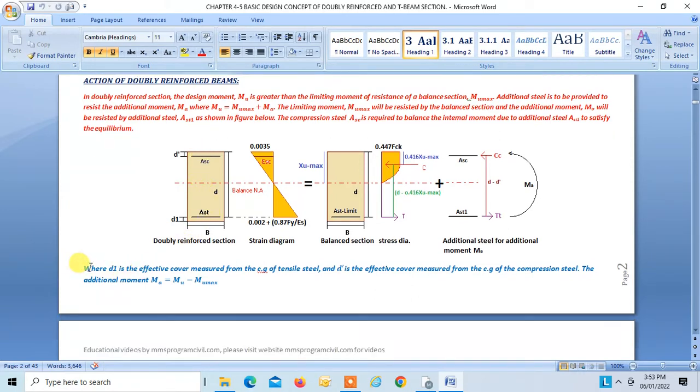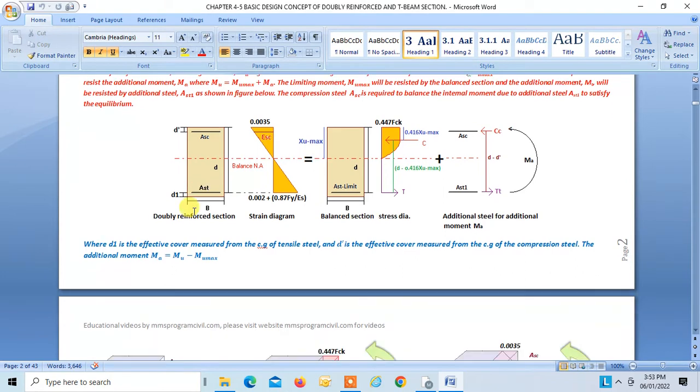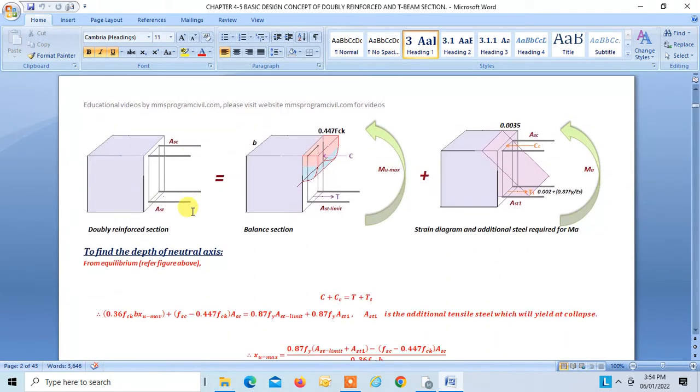Now d is the effective depth measured from the CG of the tensile steel, whereas d dash is the effective cover measured from the CG of the compression steel. This is d dash. Now the additional moment Ma is equal to Mu minus Mu limit. Mu is the design moment and Mu limit is the moment for the balanced section. Now this is the 3D diagram.